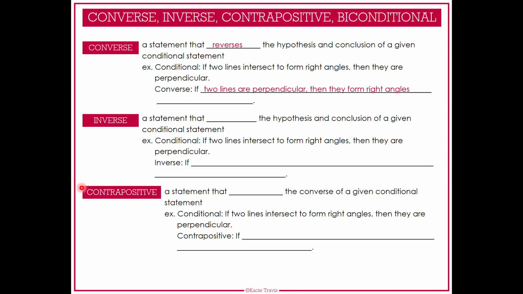Okay? All right. Now our next one is still manipulating it, but it's a little less switching, a little more adding things. The inverse is a statement that negates the hypothesis and conclusion of a conditional statement. Negating something is saying the opposite of what's there. So, if two lines intersect to form right angles, then they are perpendicular. What we're going to be doing is introducing the word not into this statement. So if two lines do not intersect to form right angles, then they are not perpendicular.